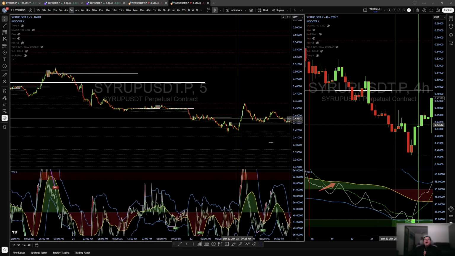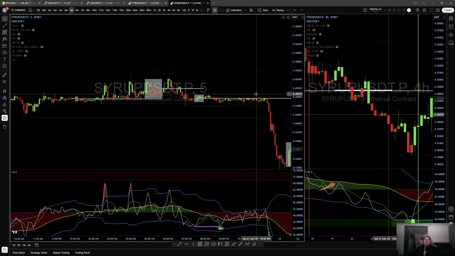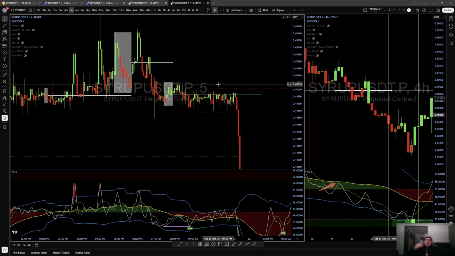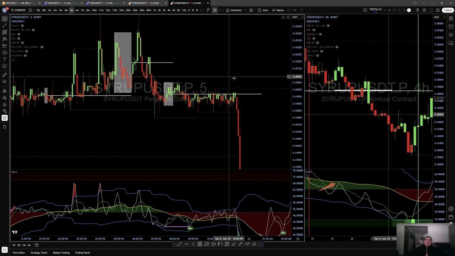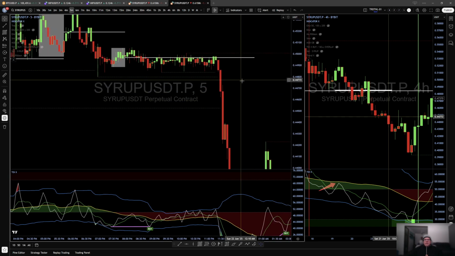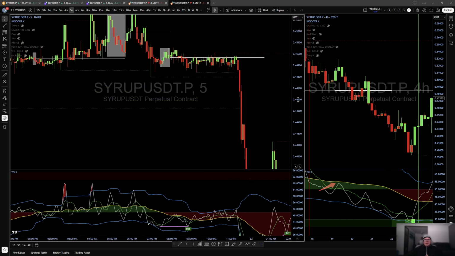It wasn't very volatile here. But I bet if you went down to a lower time frame and looked at this, there would have been entries. Maybe the 3-minute or something, maybe even the 1, but I don't feel comfortable on really low time frames. There are just too many false signals on lower time frames than the 5.